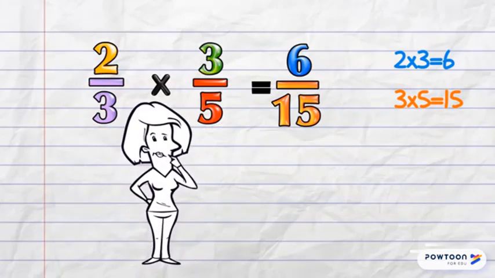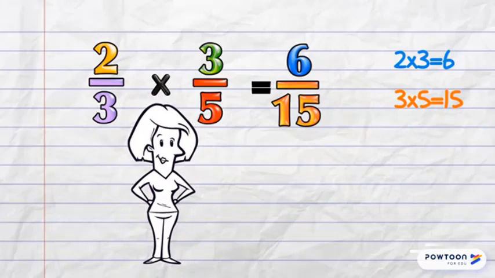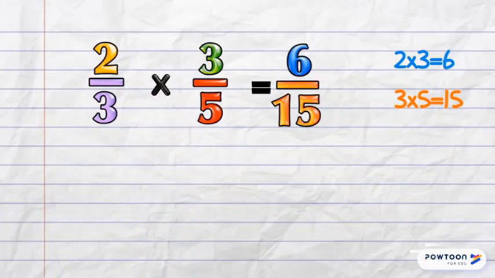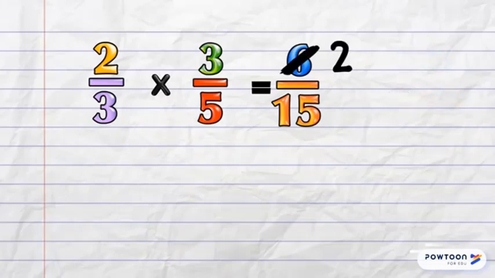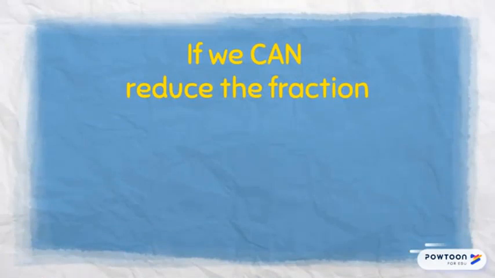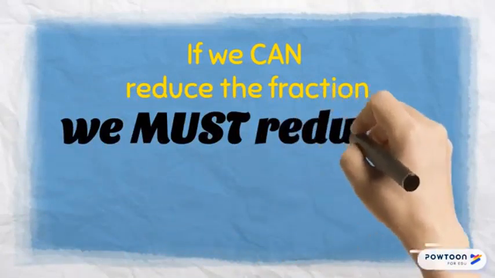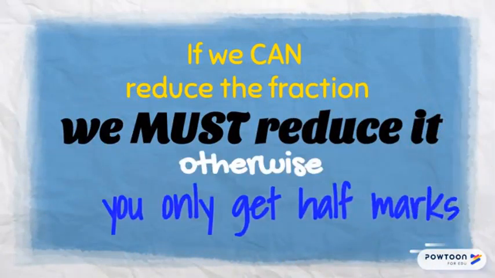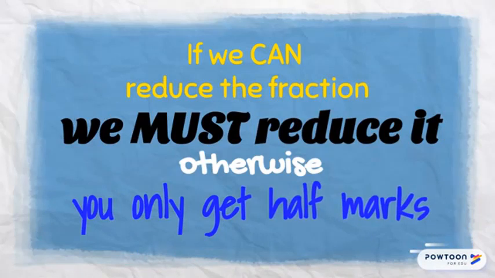Is that it? Nope, we have to reduce if possible, and 6 and 15 are both in the 3 times table. They're divisible by 3. 6 divided by 3 is 2, and 15 divided by 3 is 5. Our final answer is 2 over 5, 2/5. Remember, if we can reduce the fraction for our final answer, we must reduce it. Otherwise, you only get half marks because you only did half the job.